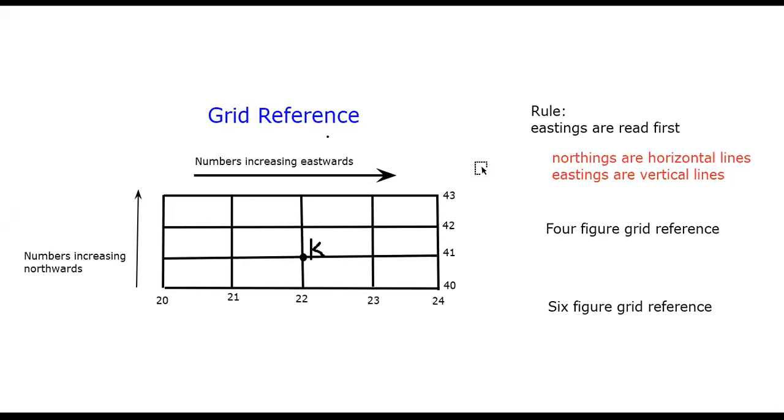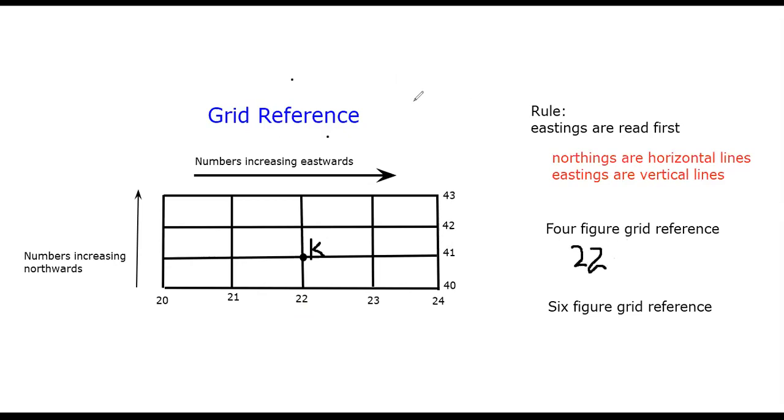First, we would locate the eastings. The rule is that the eastings are always read first. That's the general rule. So we look firstly at the eastings. What are the eastings? The eastings are the vertical lines, so that is what is read first. Based on where the position is, where is the K? Of course, the K is on 22, so we'll be writing 22.